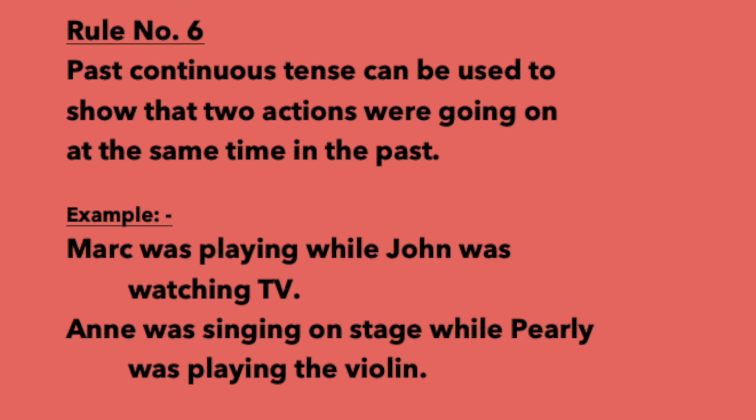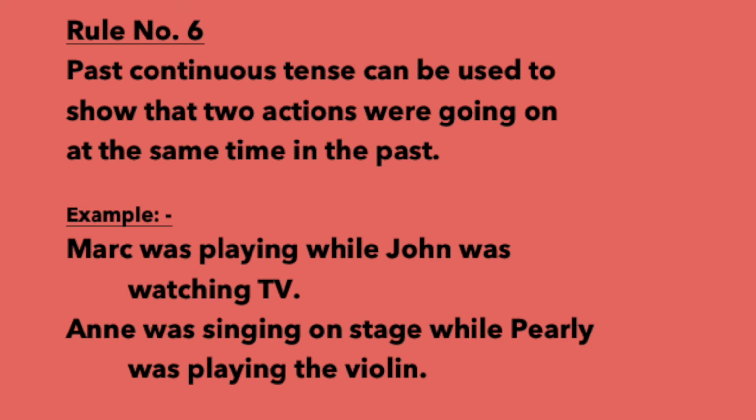Next rule is rule number 6. It can be used to show that two actions were going on at the same time in the past. Neither of these actions is happening in the present. See the first example. Mark was playing while John was watching TV. Two actions were going on. One action is Mark was playing. The other action is John was watching TV. Okay. See the next example.